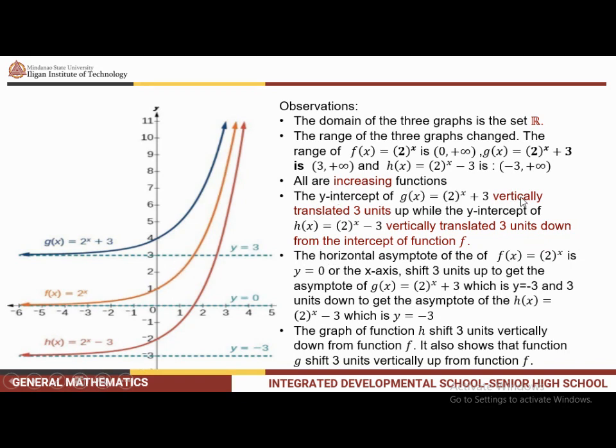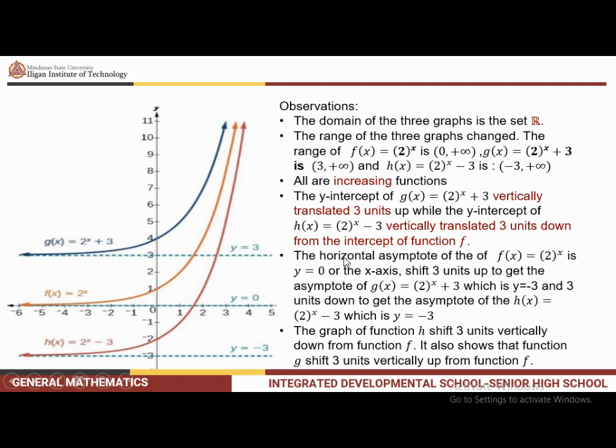The y-intercept here changed vertically; it was translated vertically 3 units up, while the function h is 3 units down. So if we observe, it's plus 3. From the parent function, the y-intercept has 3 units up. So you'll have 1, 2, 3. That's 3 units up. This one has a translation vertically down. You'll have 1, 2, 3. And you'll have here as your y-intercept.